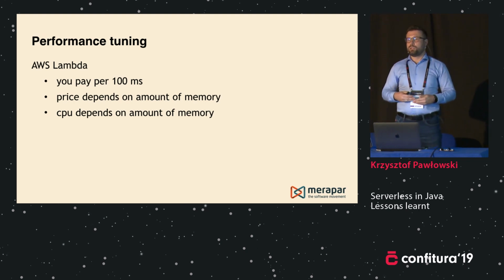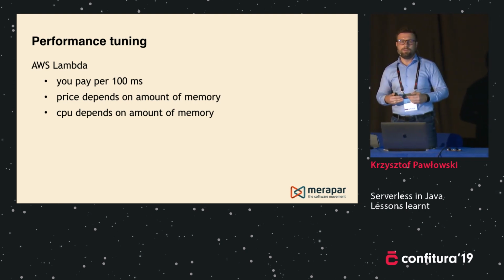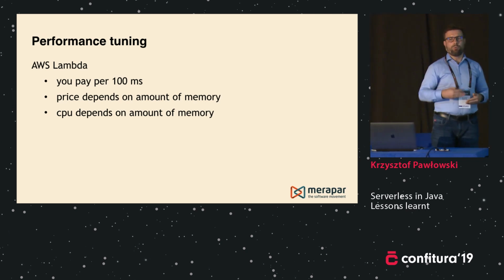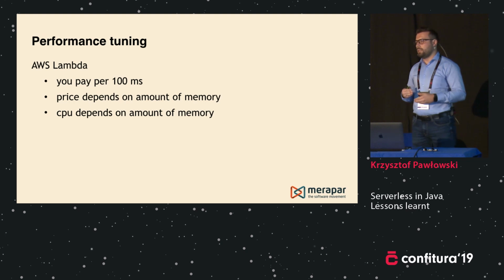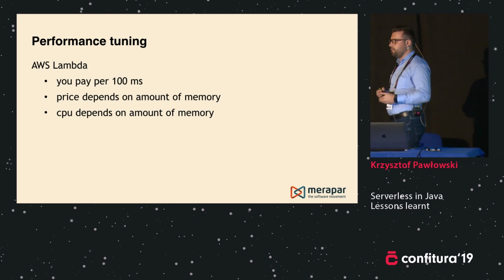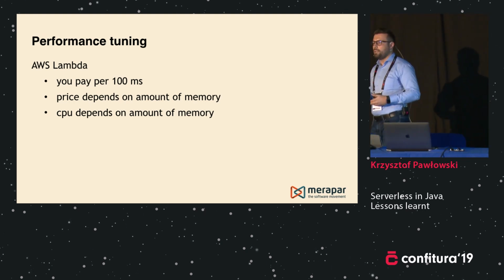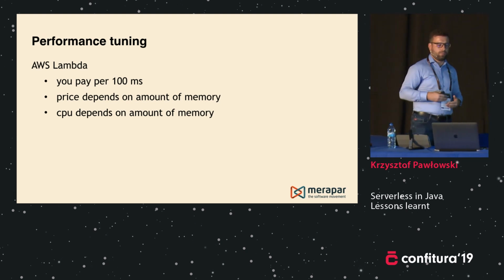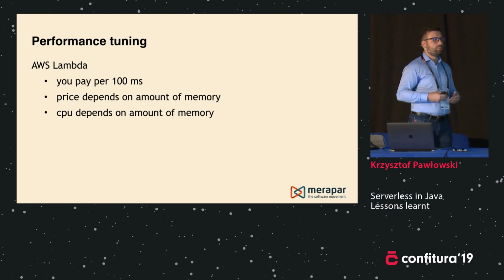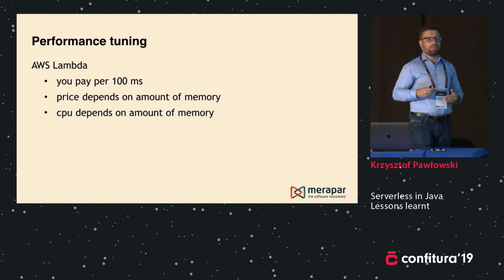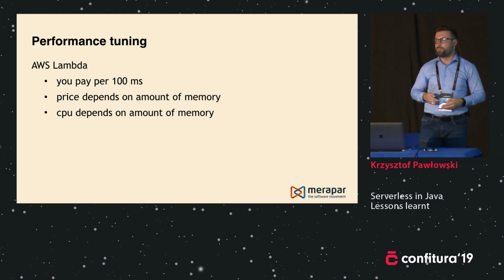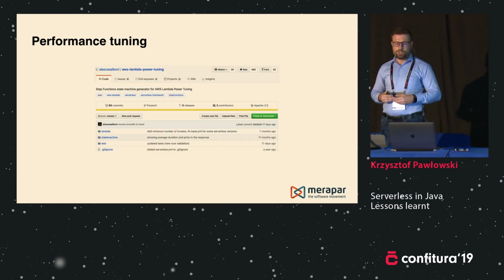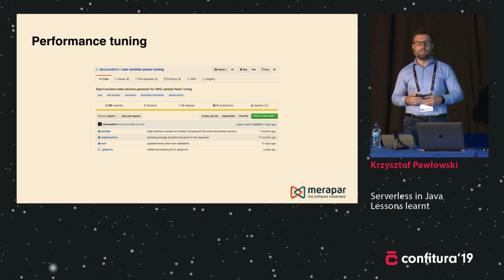So now we have quite a hard task to find what is the best configuration, because you can go up with the memory, and then the execution time will be significantly lower, and as a result, you will pay less, even though the price is higher for a bigger amount of memory. So you need to find the sweet spot where the setting will give you the best performance for the lowest cost. So we used an open source tool called AWS Lambda Power Tuning.